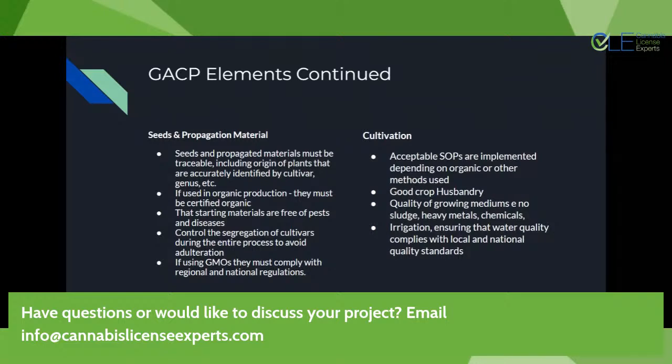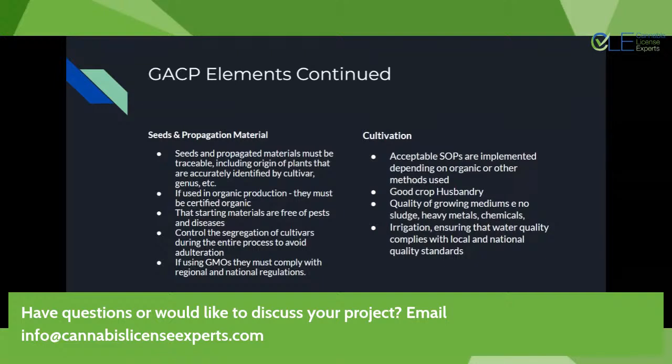Then we're looking at cultivation. Acceptable SOPs are implemented depending on organic or other methods that you use. You want to make sure you have good crop husbandry and that the people who are in charge of these activities are well trained and know what they're doing.